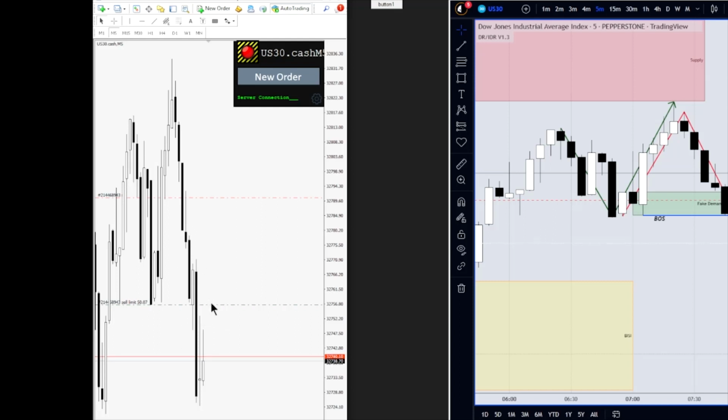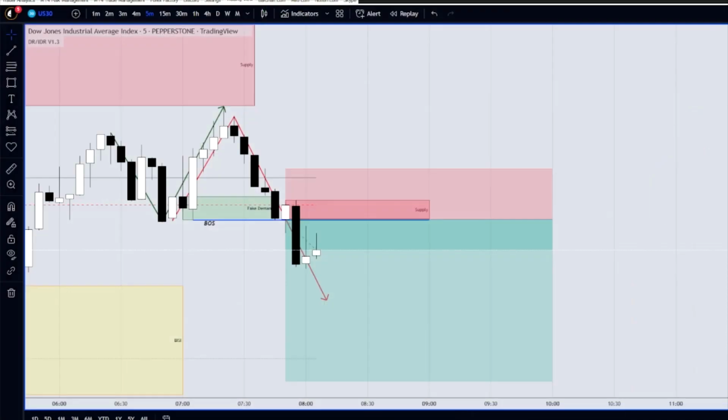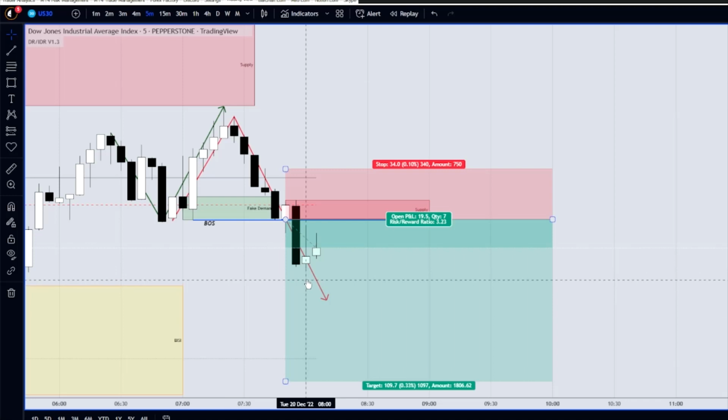So as it comes back into the supply zone, I'm taking a 1% trade, 3 to 1, to see if I can hit that target by this. That's the take profit on that specific trade. Yeah, so we're coming up to 5 minutes past 8.